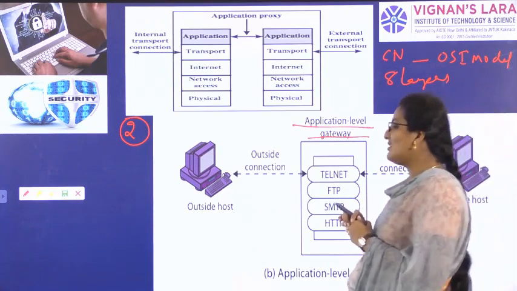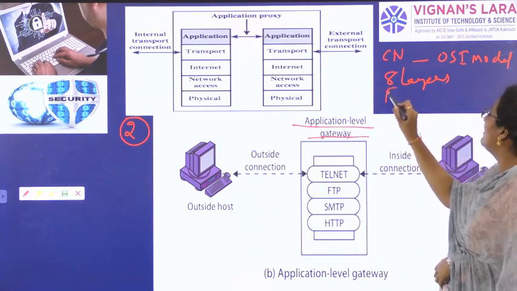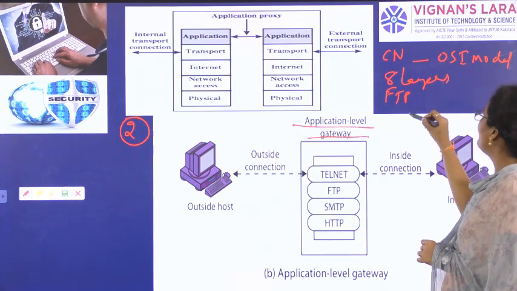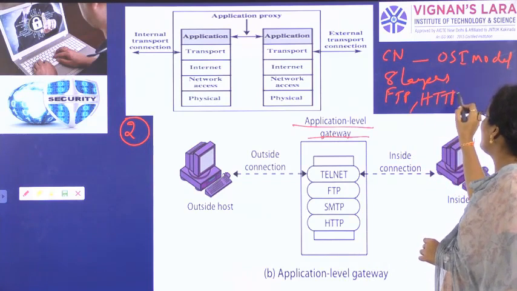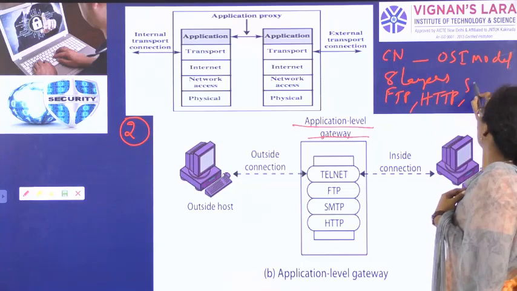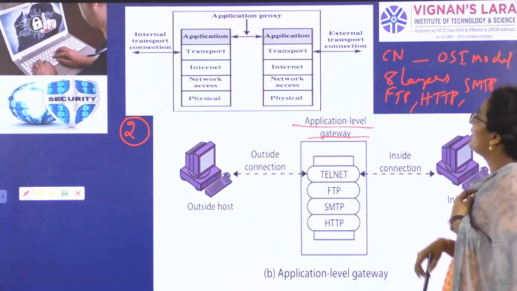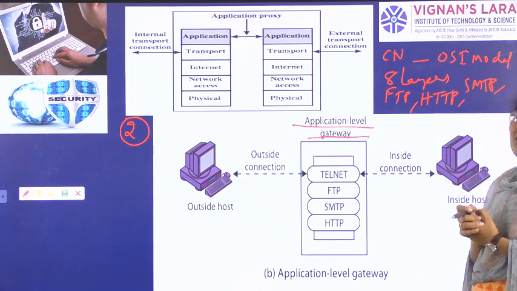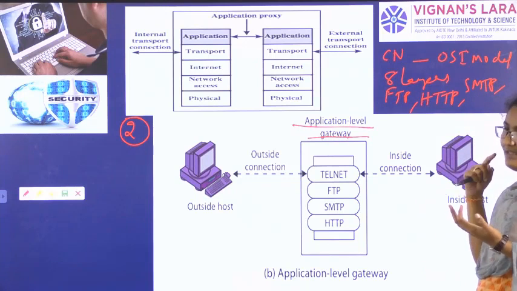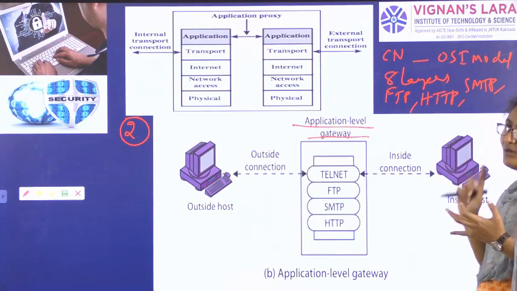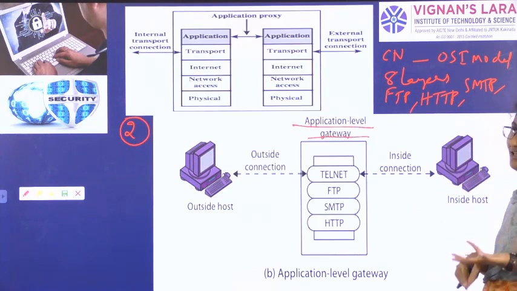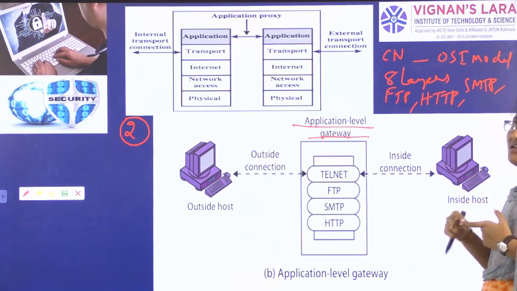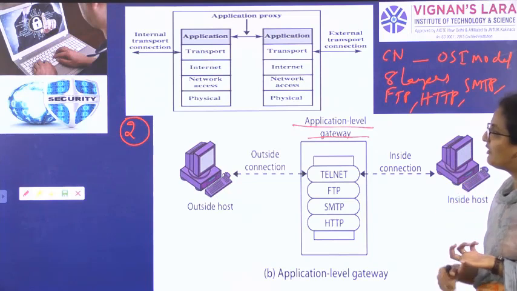So what are the protocols we will have in the application layer? File transfer protocol FTP, hypertext transfer protocol HTTP, simple mail transfer protocol SMTP. Like these protocols we will have in the application layer. So we know what is a computer network, we know what is an OSI model, we know we have different layers also, and each layer has its own properties and importance.